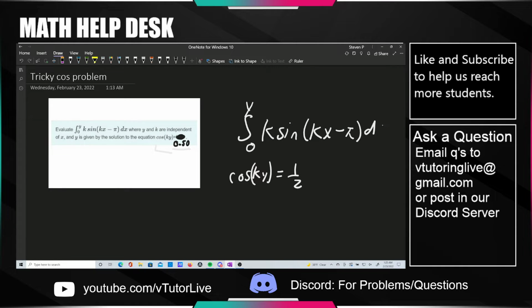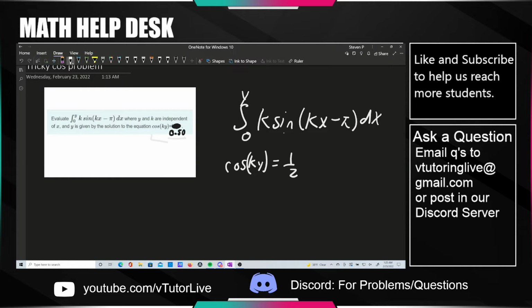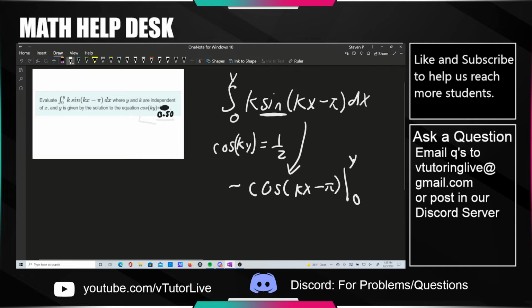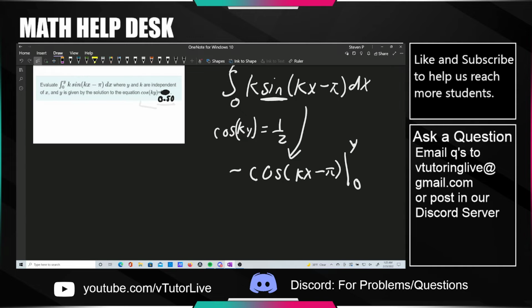But let's take a leap of faith and go ahead and do the integration. So the integral of sine is going to be, we'll write it down here, minus cosine of kx minus pi. And notice that this k and this k cancel out on account of the chain rule. When you integrate, you have to take into account the chain rule, and because we're integrating, we're dividing by k. So this is going to be from 0 to y. And well, that looks a little bit better, right? We got rid of that nasty little k.